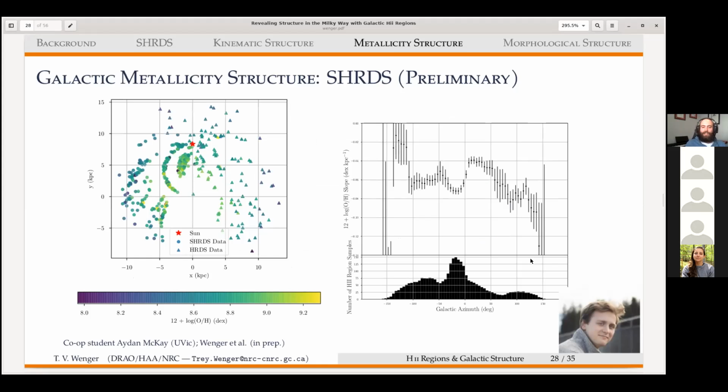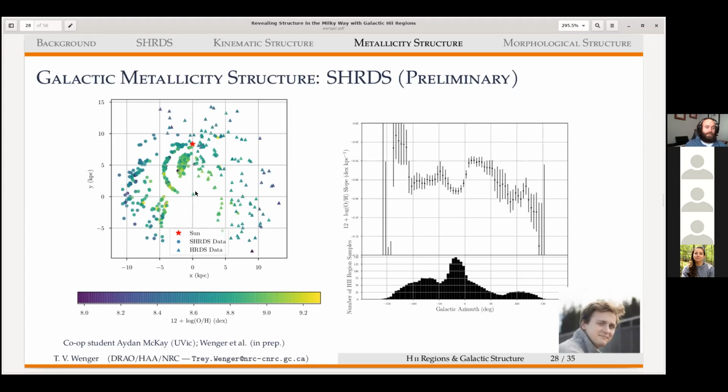But what Aidan has done so far is he's mapped out, for the sources for which we can derive kinematic distances, and we think that they're fairly robust, a face-on view of the H2 region oxygen abundances across the galaxy. So for the first time, this plot here on the left is showing the distribution of H2 region metallicities across the entire Milky Way. So here's the sun at the star, the galactic center here is at the origin. The triangles here are our northern sky survey data, and the circles here are our new H2 regions from the southern survey. And it's hard to interpret this plot.